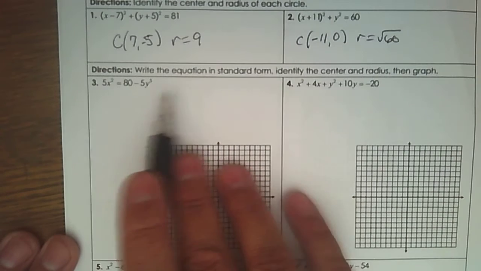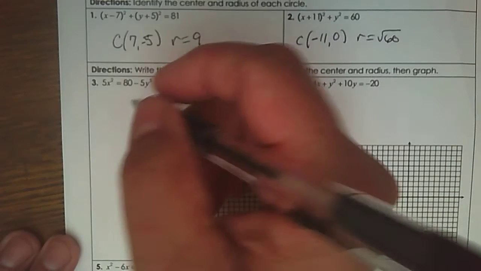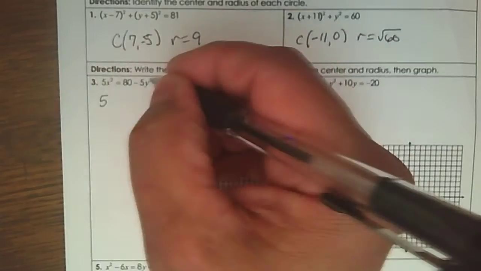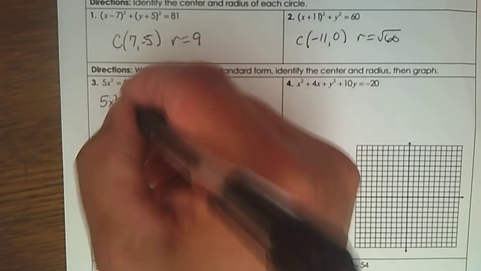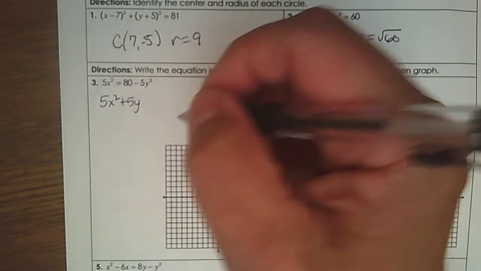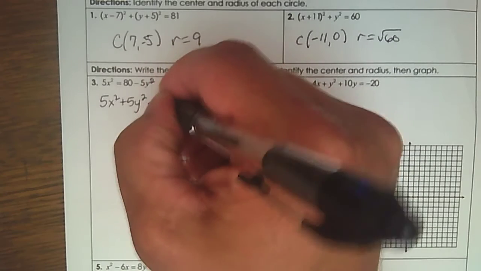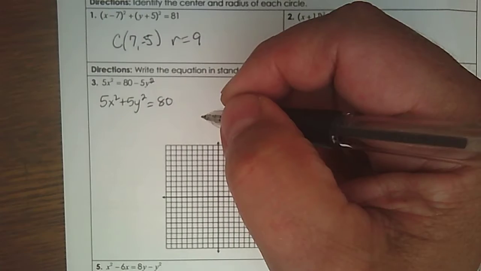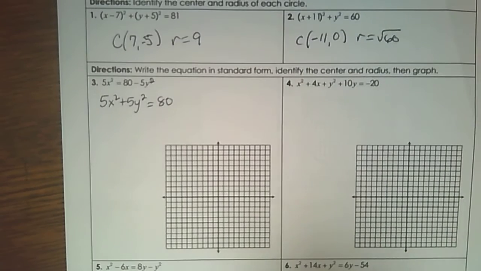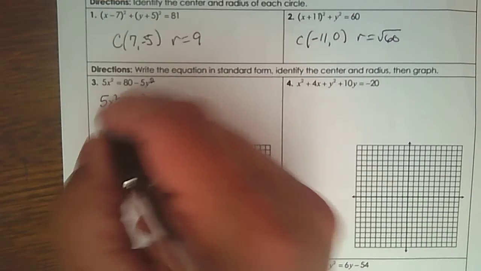Write the equation in standard form, the center and the radius, then graph it. So first of all, in standard form, we have 5x squared. We're going to add 5y squared, and that's equal to 80. I think I saw that as a little exponent 5. That should be a 2, just a typo. Then we're going to divide everything by 5.